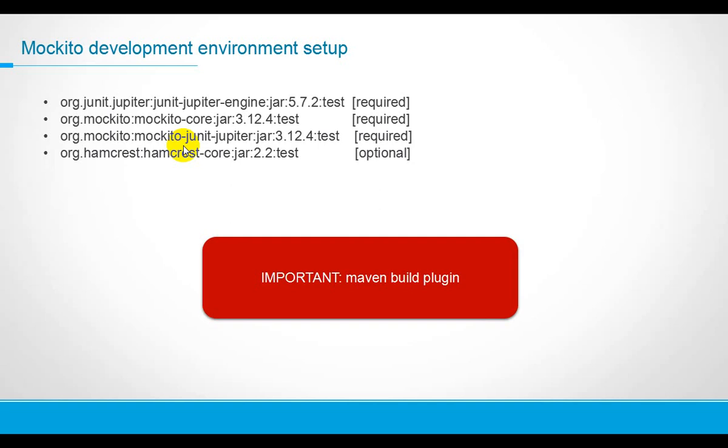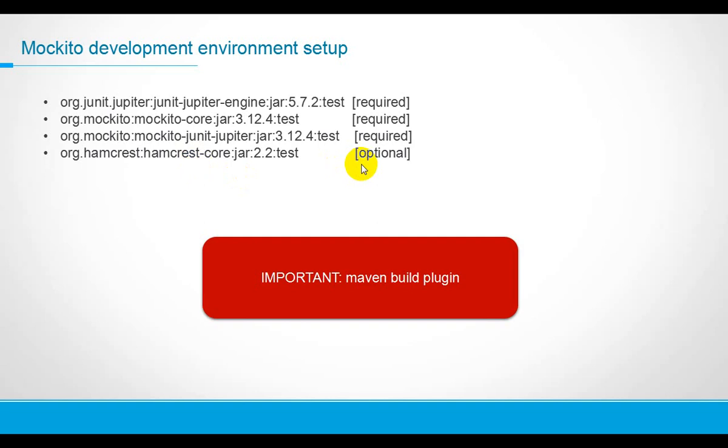And the fourth is the last. I will use Hamcrest to do assertion statements, but it is optional. Of course, you can use JUnit 5 assertion statements directly.